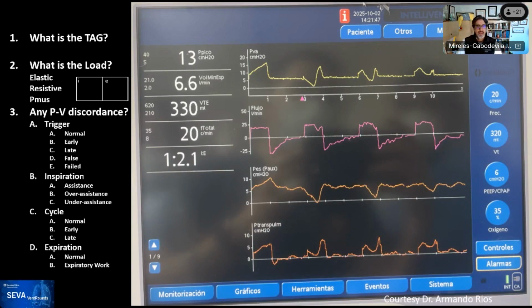So to start, just for you to be aware, this is a G5 ventilator from Hamilton, and you can go ahead and write on the chat, what do you think is the tag for this mode? As you see it also on the screen by looking at the waveforms.